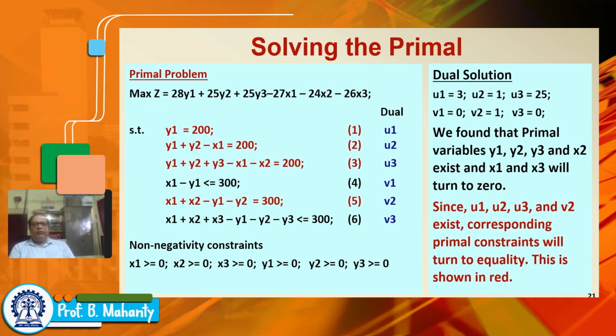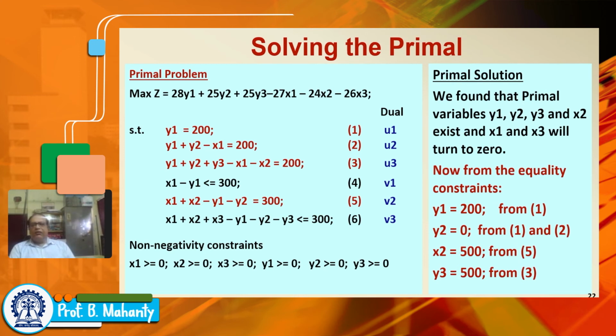All right, so therefore, we could find this kind of solution, that is y1 equal to 200, y2 equal to 0, x2 equal to 500 and y3 equal to 500. Why? Because from the first constraint, y1 is 200, that's clear. From 1 and 2, y2 equal to 0, that also you have said. Now look at number 5. In number 5, already you said that y1 is 200 and y2 is 0, and we also know x1 equal to 0. So x2 minus 200 minus 0 equal to 300. So therefore x2 equal to 500.